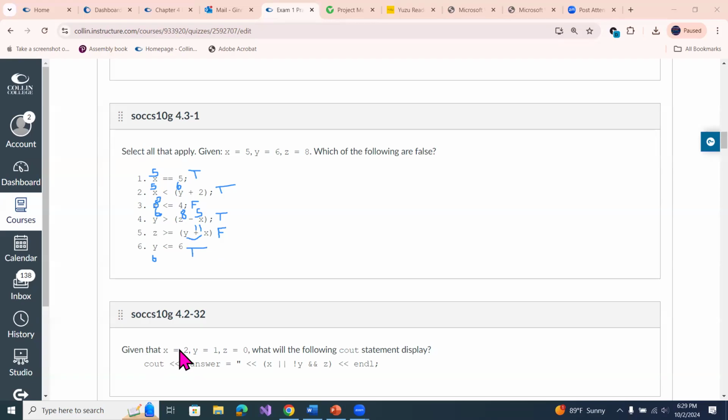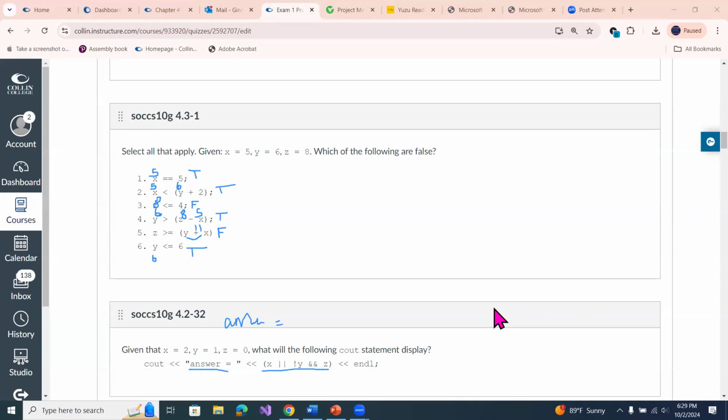This last question here says, what will the cout statement display? So it's going to display "answer equals", right? It's going to have these words, answer equals, and then if it's a true statement, it's going to give us 1. If it's false, it's going to give us 0. Okay. So here we're also doing order of operation.